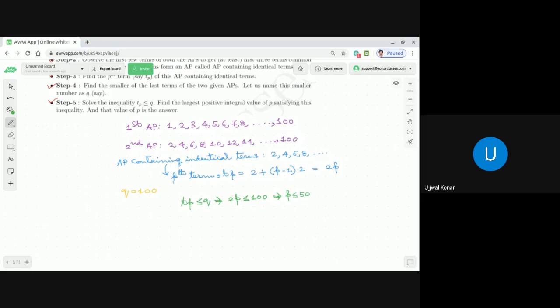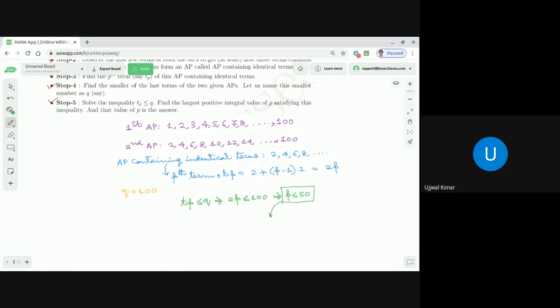That means there are 50 identical terms. Obviously, that you can also observe. All the even numbers in the second AP, correct? So the second AP contains actually 50 terms. If you see 2, 4, 6 up to 100, all the even numbers, and those even numbers are part of the first AP, because the first AP contains both even and odd numbers. So from this, we can say that P is less than or equal to 50.